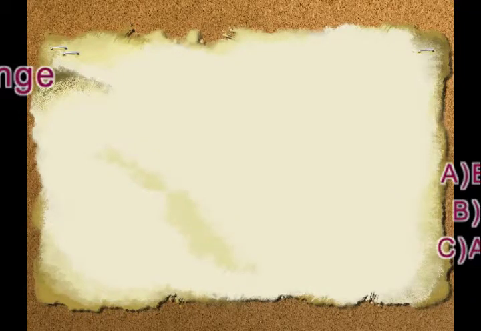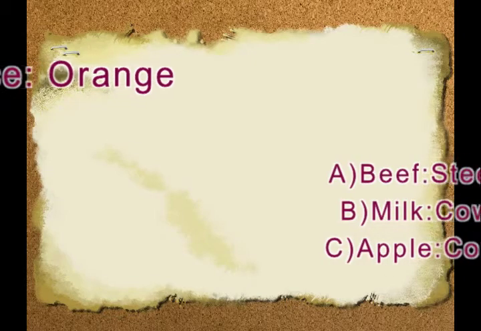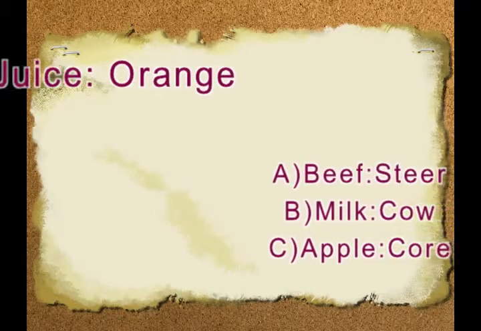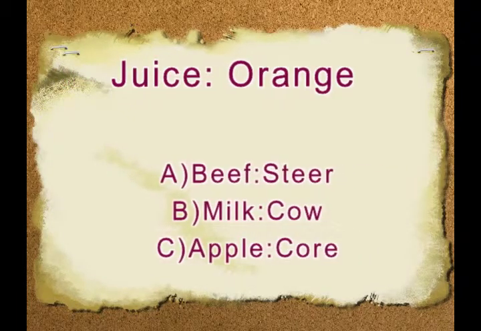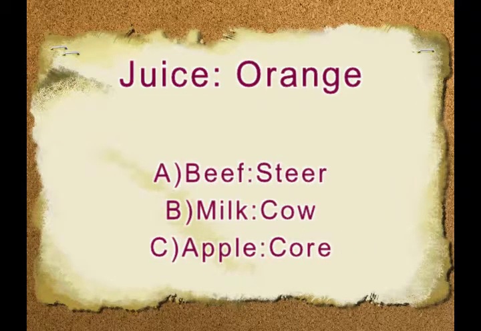So question 3 is worth 300 points. In this analogy, juice is to orange, as A, beef is to steer, B, milk is to cow, or C, apple is to core.